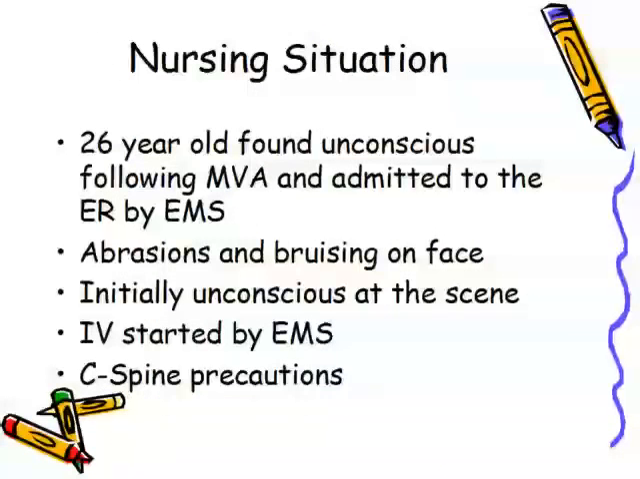We're going to go ahead and do a nursing situation for the neuro lecture. We're going to say we have a 26-year-old patient that was found unconscious following a motor vehicular accident and was admitted to the ER by EMS. Patient was noted to have abrasions and bruising on the face, was initially unconscious at the scene, had an IV started by EMTs, and C-spine precautions are in place.